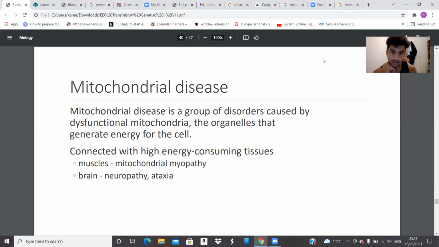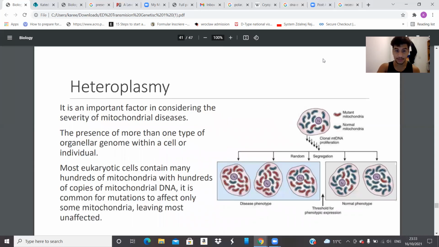Mitochondrial disease is a group of disorders caused by dysfunctional mitochondria, the organelle that generates energy for the cell. So yeah, you will get effects on parts of the brain. Some people have different types of mitochondria, and the ratio of normal to abnormal mitochondria is what dictates how much you suffer from the disease, or how severe the symptoms are.